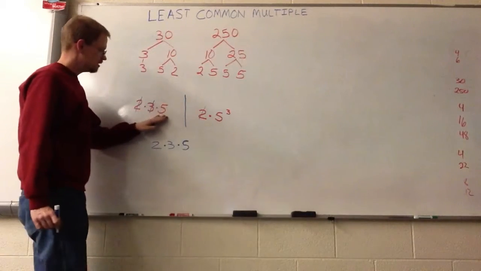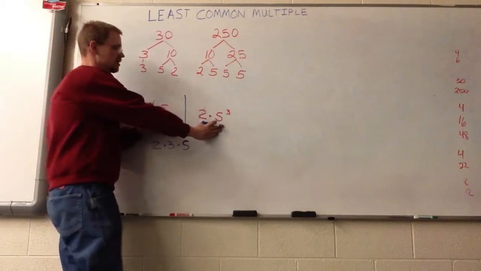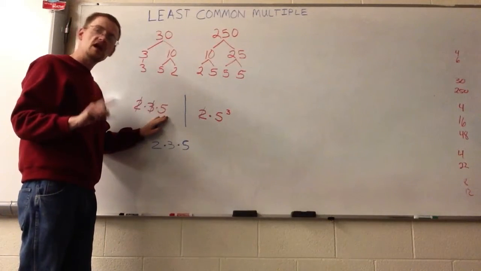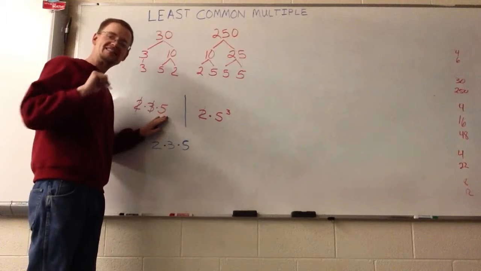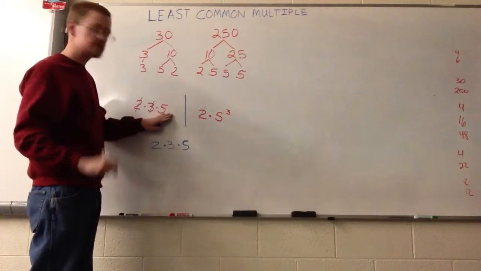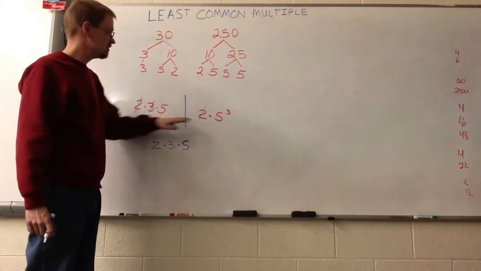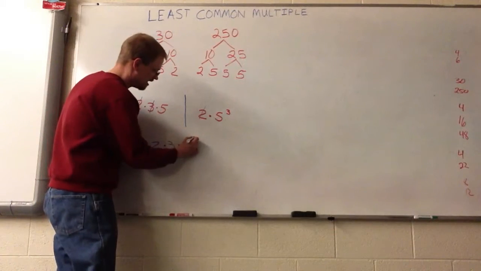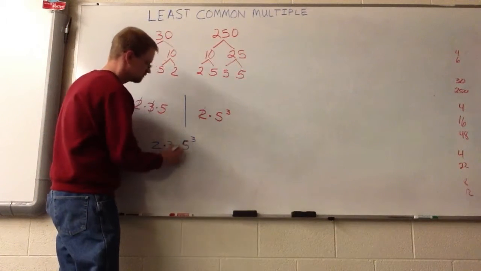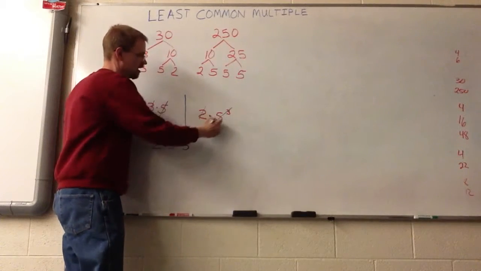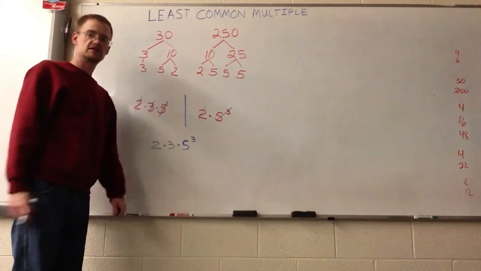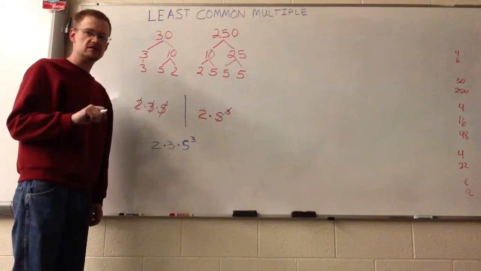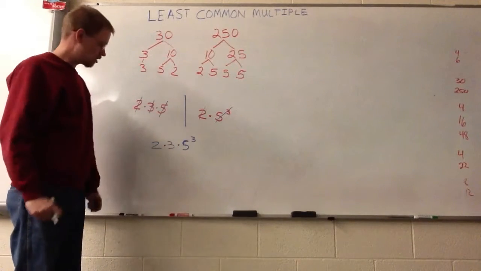Okay, here we have a 5, here we have a 5. We're only going to write 5 down once, and we're going to write down the highest exponent. This 5 does not have an exponent. This one does, a 3. So this will be 5 to the 3rd power. Okay? And I've crossed everything off my list. Different from greatest common factor. 2 different methods, but both of them work.